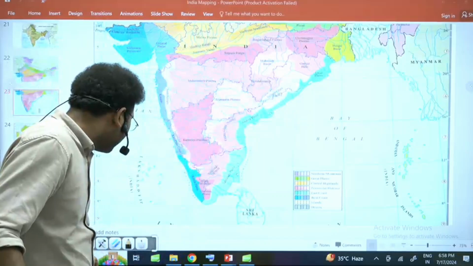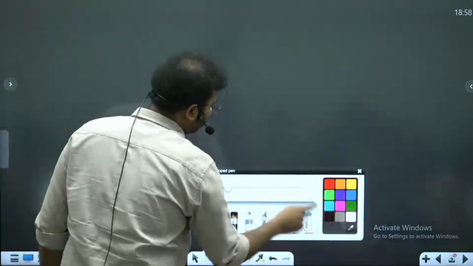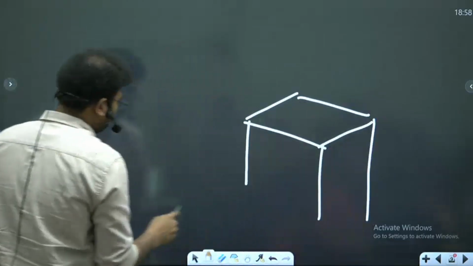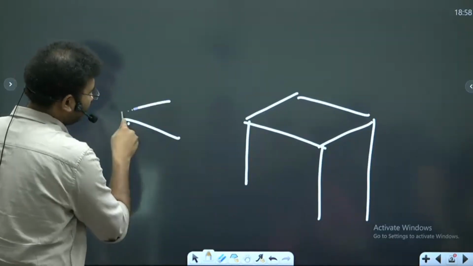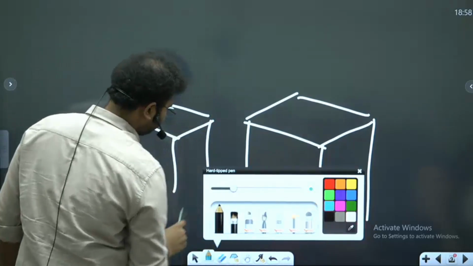Now try to understand how these rivers are flowing. Imagine this is a plateau and this is also a plateau. Your river flows at this height.